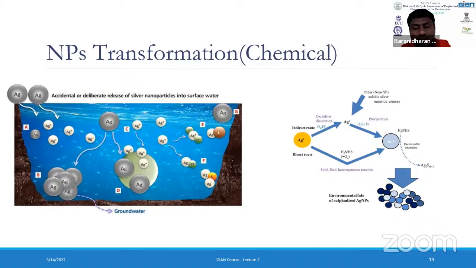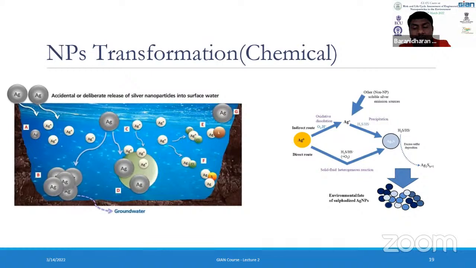When it comes to soluble, the examples are silver, copper, copper oxide or iron oxide, quantum dots, and zinc oxide. With respect to poorly soluble, cerium oxide and titanium dioxide are not soluble in nature, and insoluble ones are carbon nanotubes, graphene, and fullerenes, which are some of the examples that can be given for the poorly soluble substances.